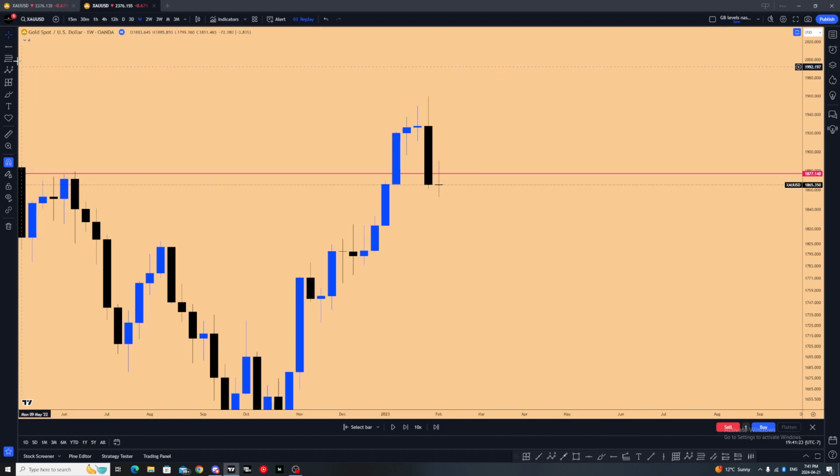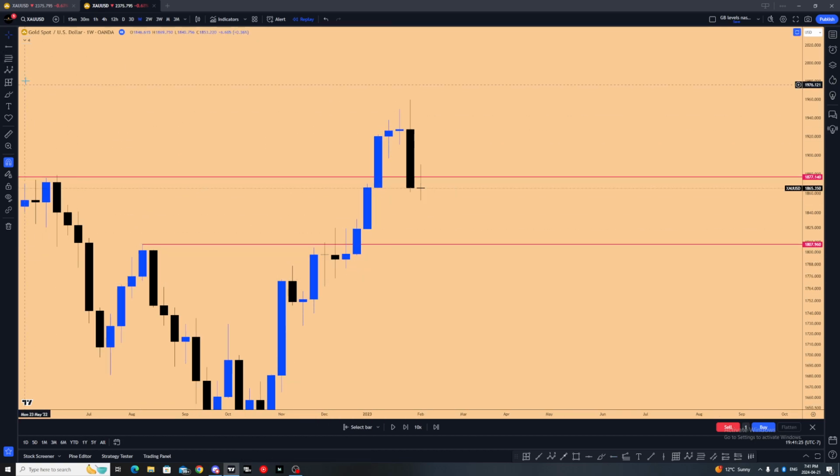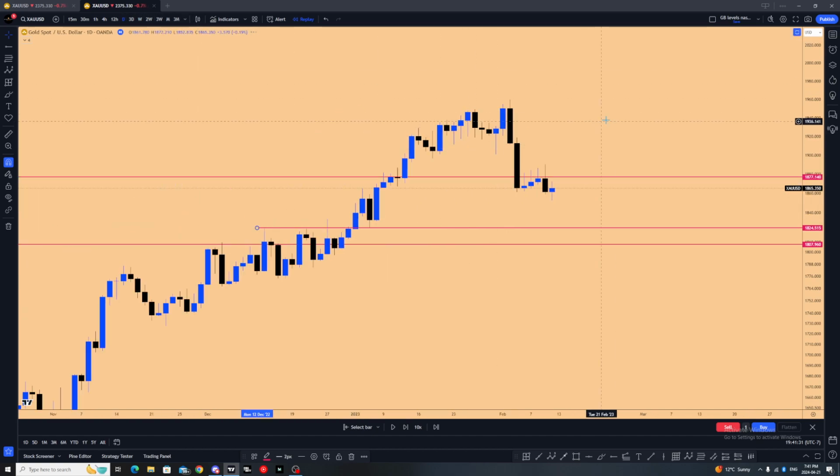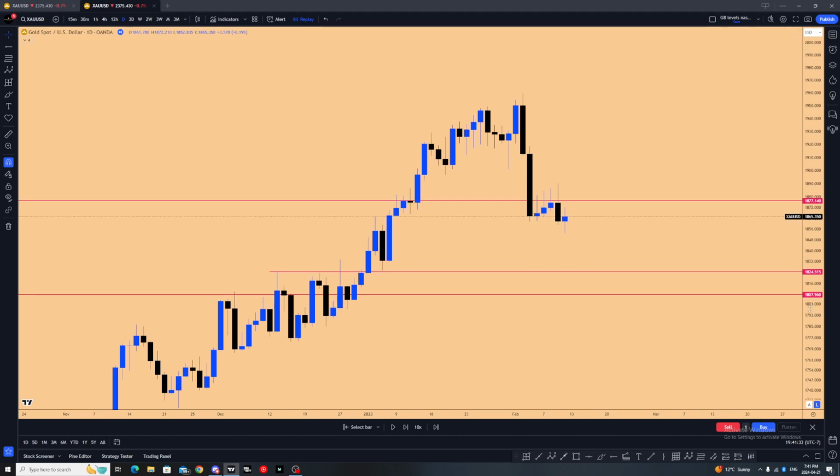This is also a weekly SR, which is over here. And this is also weekly SR. So we have three levels to play with. This should frame your bias in terms of what you should be doing in the market.